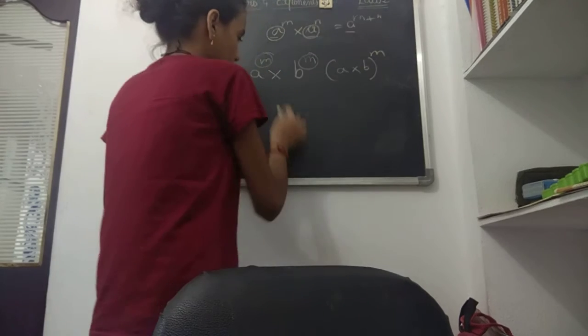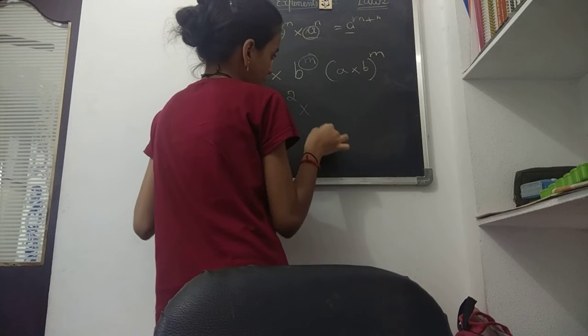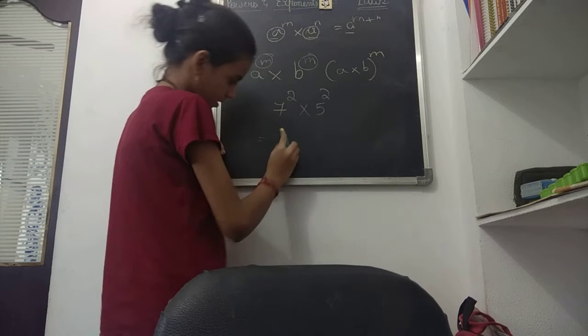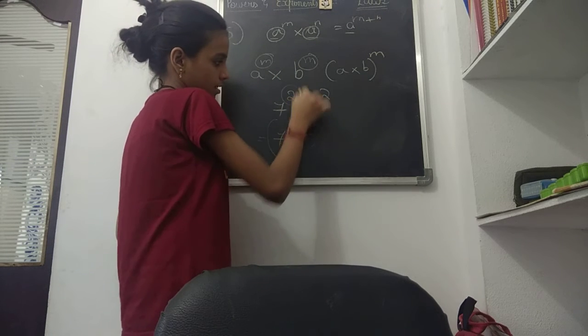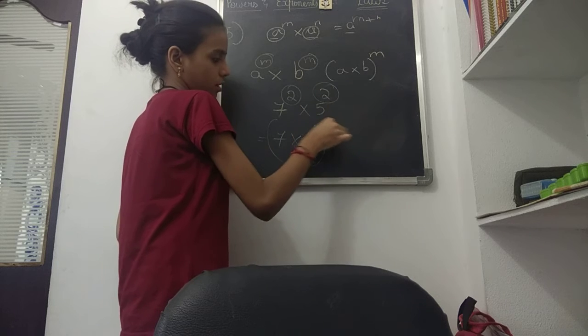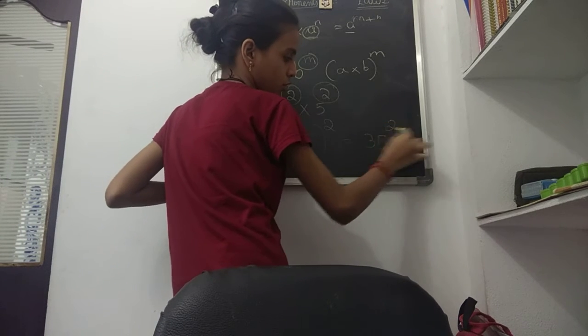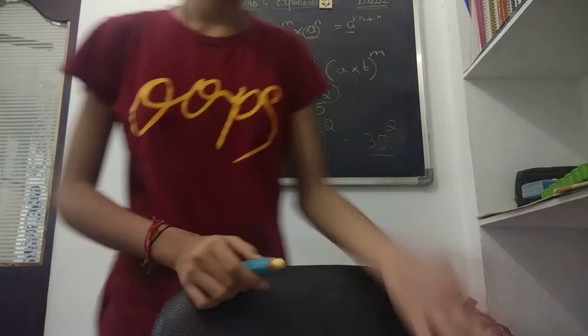Now suppose you have 7^2 and 5^2. You have to write it as (7 into 5)^2. Both powers are equal, so if you write it one time, it's enough, and it is 35^2. Okay, next.